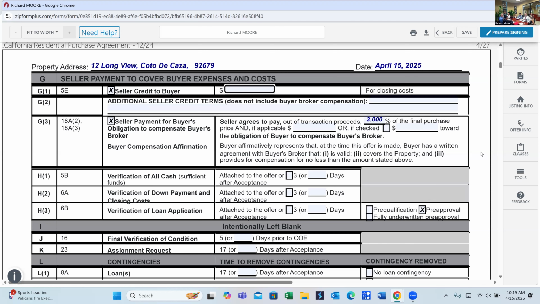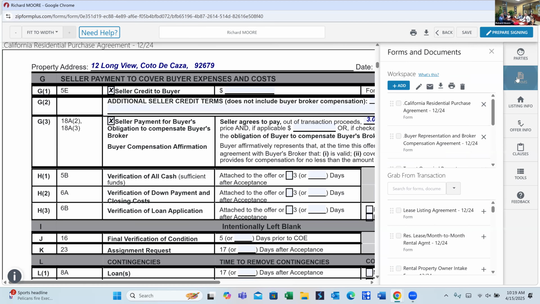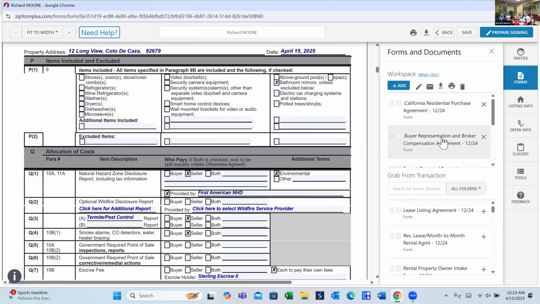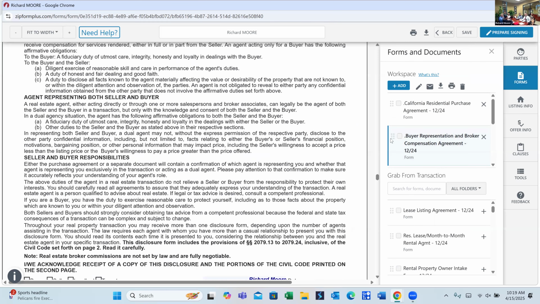And so here's something I just want to point out. I've got 3% here. I'm saying, or the buyer saying, Mr. Seller, I want you to pay my agent 3% of the final purchase price. Now I'm going to pull up my buyer representation broker compensation agreement that I had my buyer sign.